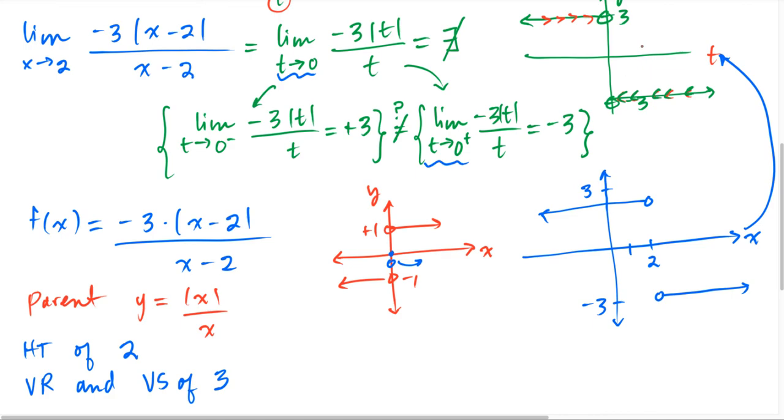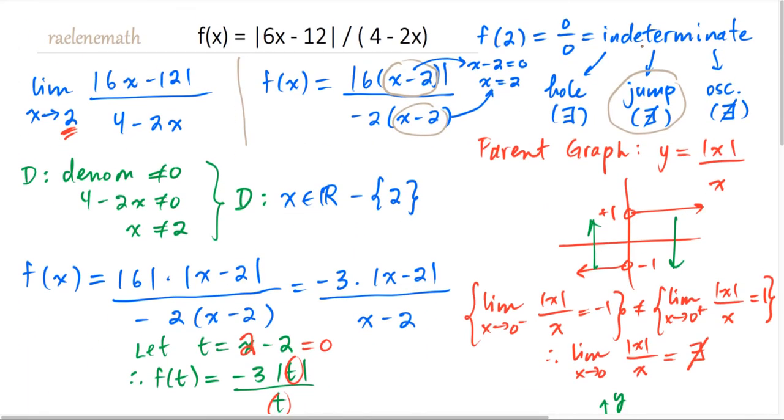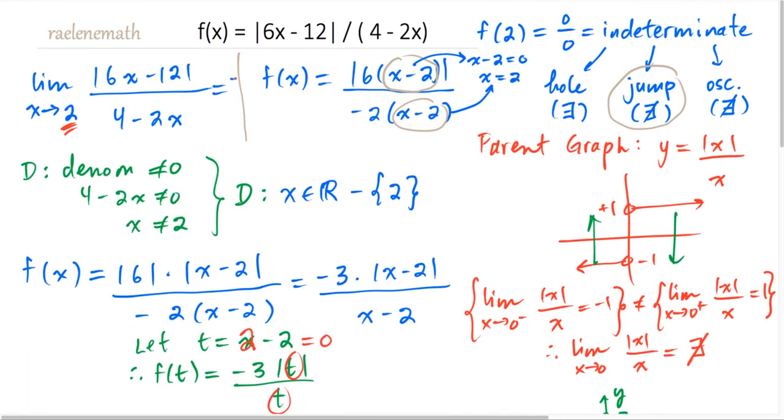Okay, hopefully this makes sense. We can see overall that the limit value that we were studying does not exist because we have a jump discontinuity at the x-coordinate of 2 on the blue graph.